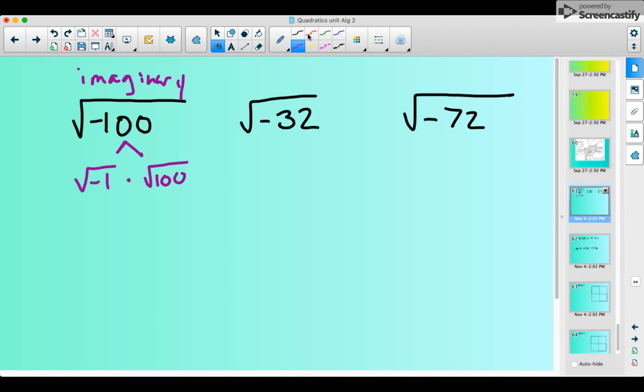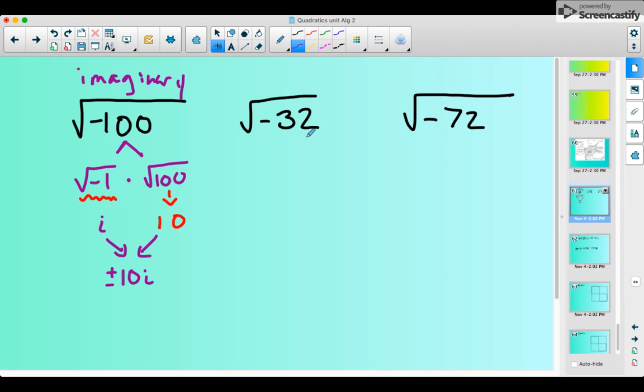Now, anytime you take this piece out, that automatically becomes an i. And then I treat the positive piece as though it never had this negative piece in it. So I can take the square root of 100 and get 10. So in this case, our answer is, if you stick those two pieces back together again, plus or minus 10i. This would give us the simplified square root of an imaginary number.